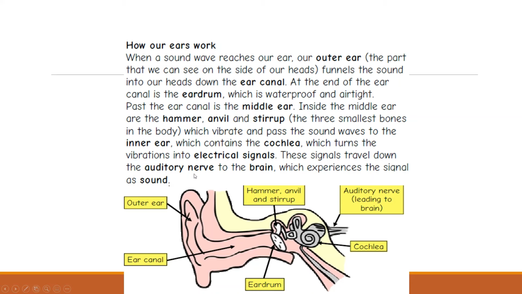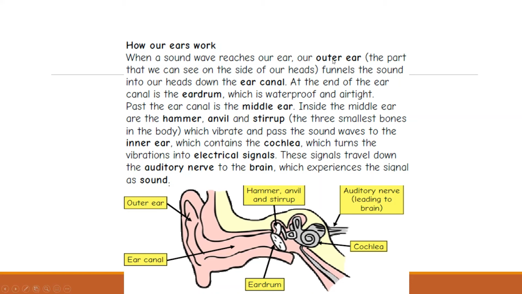Okay, so it's almost like a little road. It's a nerve, it's just a pathway that sends electrical signals down to the brain, which experiences the signal as sound. Loads of information there, don't worry. If it's a lot to take in all at once, that's all okay. But let's think about the main points.